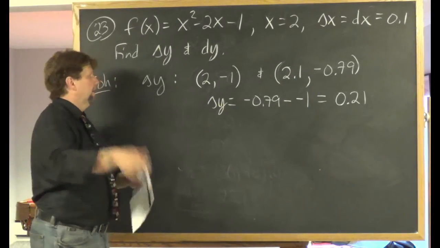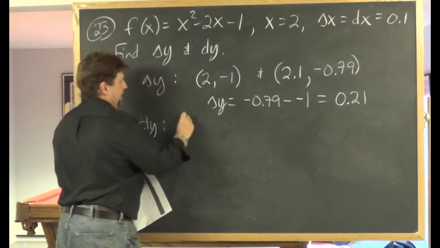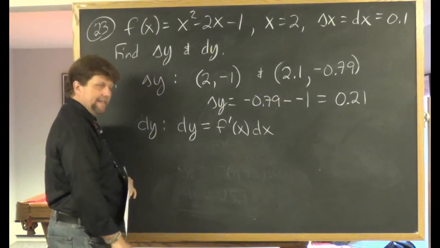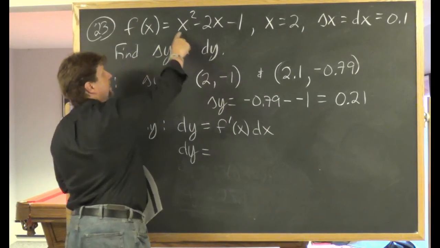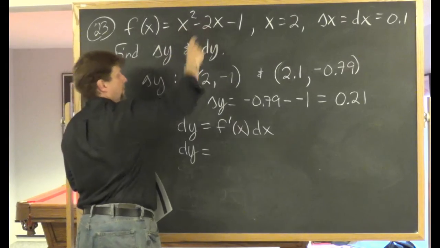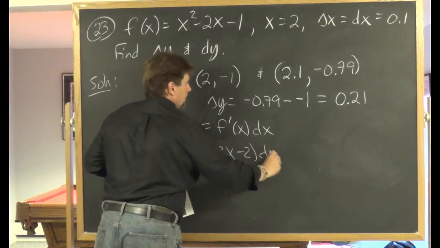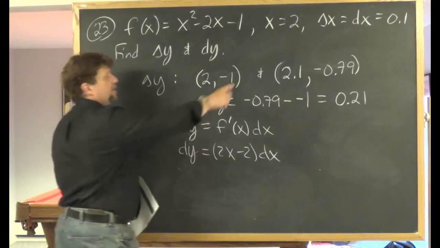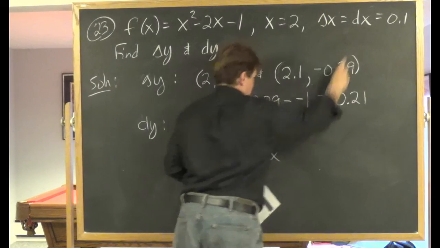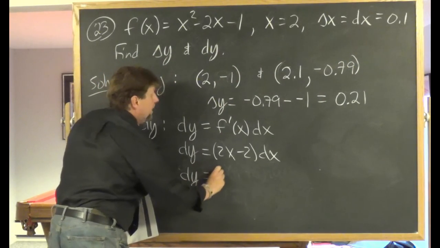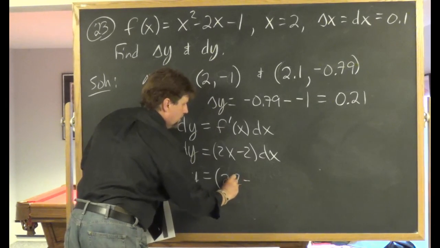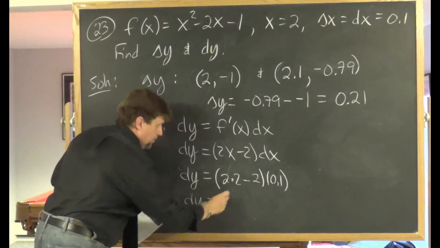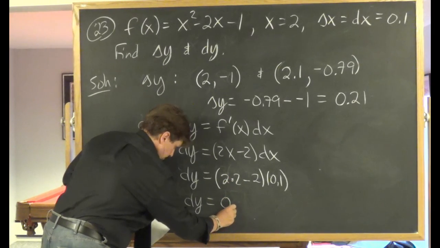That's delta y. So here we go for dy. Well, the first thing I tend to do is I remember dy. We have to remember this, folks. We have to remember dy is equal to f prime of x dx. So dy equals, see the derivative of my function, f prime of x, that derivative is 2x minus 2. So there's my expression for dy. dy equals the quantity 2x minus 2 times dx. And now I just simply toss 2 in here for x and 0.1 in here for dx. So we get dy equals 2 times 2 minus 2, times 0.1, and that gives us dy equals 0.2.